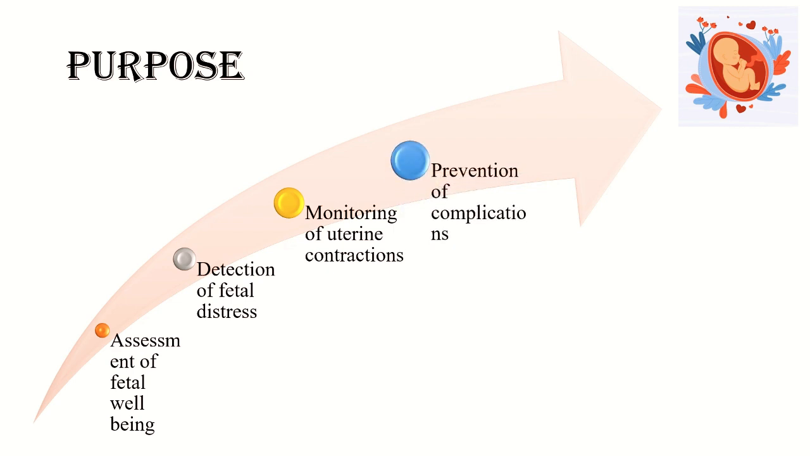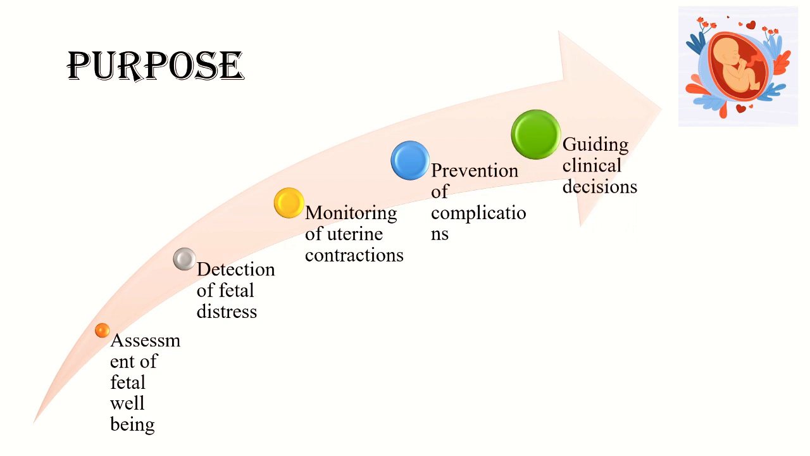Next is prevention of any complications. So if we can identify any complications such as fetal distress or uterine hyperstimulation, then we can take timely action, timely intervention, thereby reducing the chance of complication.